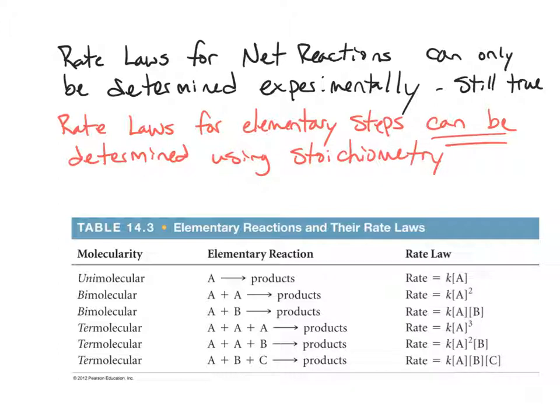But when you break an overall reaction or a net reaction down into its elementary steps, it very much follows the stoichiometry of those elementary steps itself. So we indeed use the stoichiometry to determine the rate law for an elementary step. Now this table down here shows the different types of elementary steps that you would encounter. Let's take a look at each one of these individually.